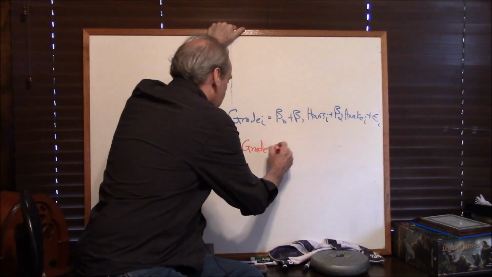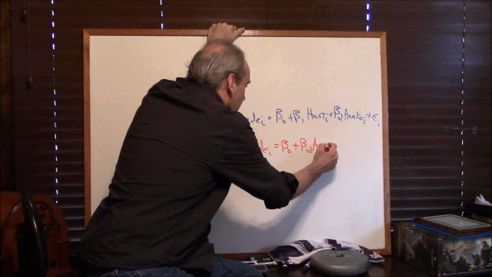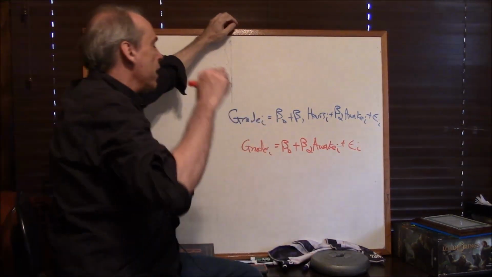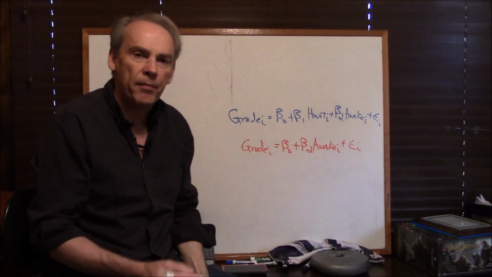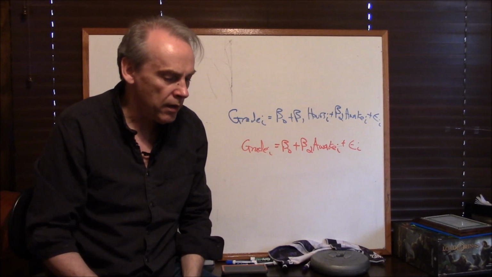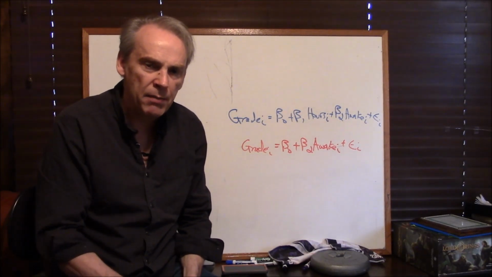Grade sub i is equal to beta sub 0 plus beta sub 2 awake plus a stochastic error term, right? You think that's the true equation, so you run that, and you get a positive sign on awake. You're like, wait a minute. I was expecting people to stay awake for hours before the exam to be a negative.